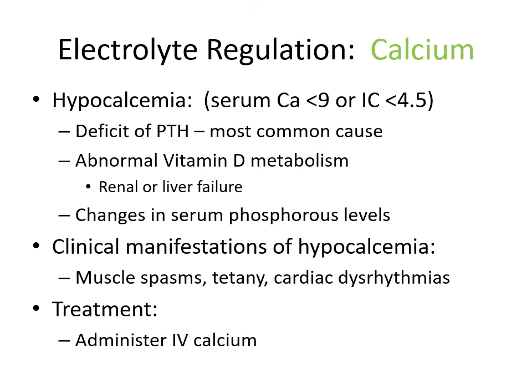Now looking at our states, we have hypocalcemia, or low calcium. So this is a serum less than 9 or an ionized less than 4.5. And a deficiency of parathyroid hormone is the most common cause. We can also have abnormal vitamin D metabolism due to renal or liver failure, or significant changes in serum phosphorus levels. Clinical manifestations of hypocalcemia include muscle spasms, tetany, and cardiac dysrhythmias. And the treatment is to administer IV calcium.